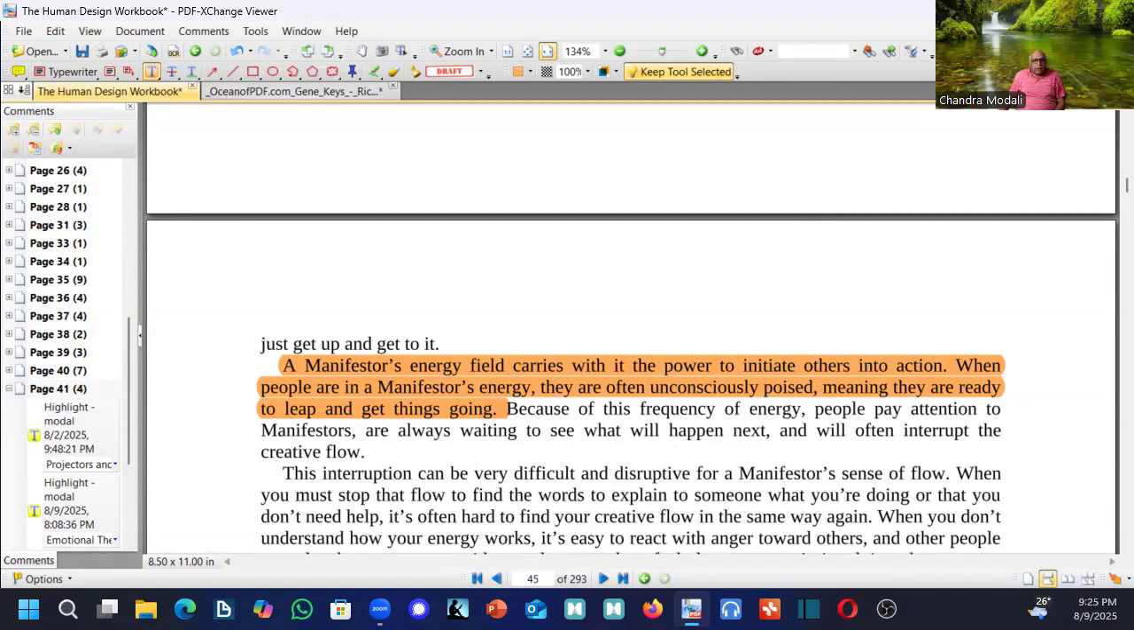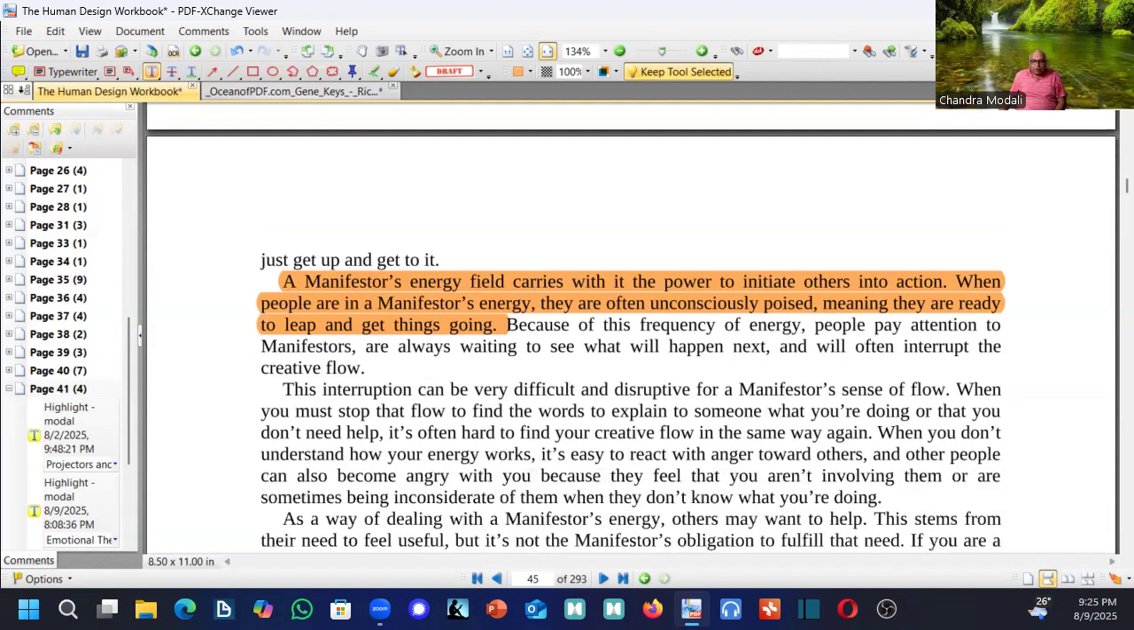They are always waiting to see what will happen next and will often interrupt the creative flow. So we need to be aware of that strength to utilize their skill set effectively. Same is the case with the person who is himself a manifestor; even he should know about it. Then let us see. This interruption can be very difficult and disruptive for a manifestor's sense of flow.